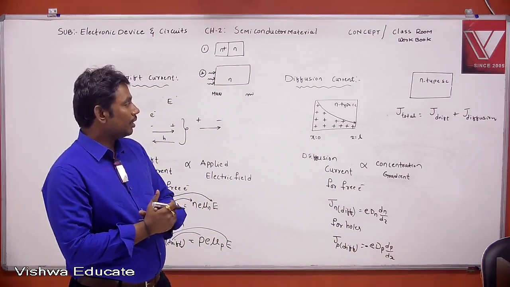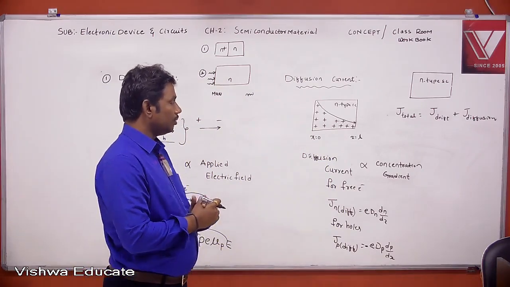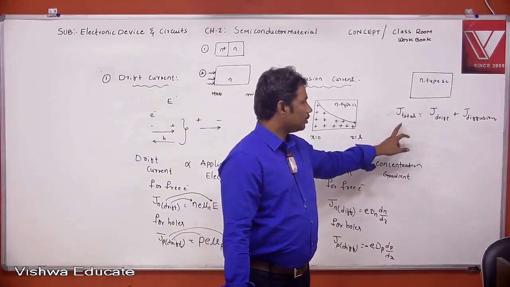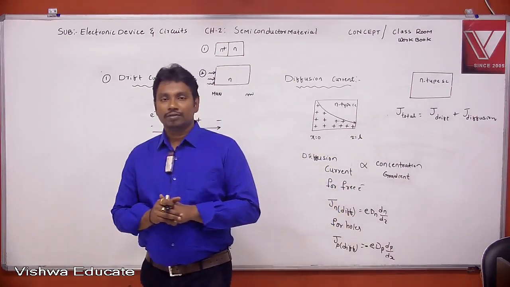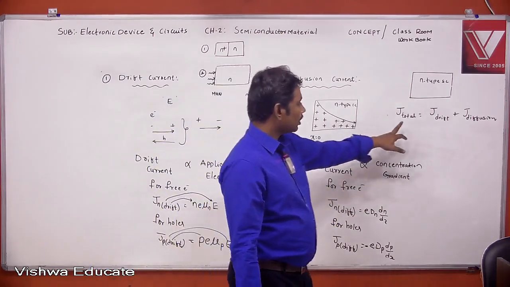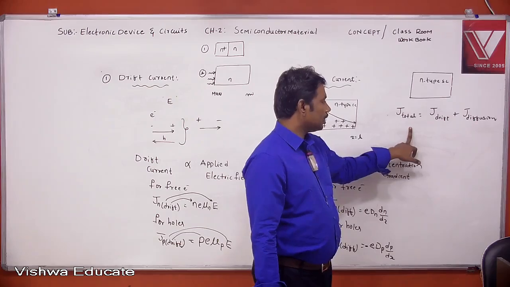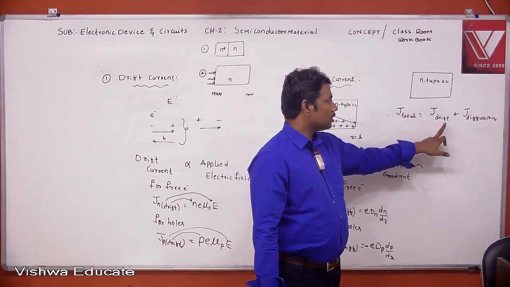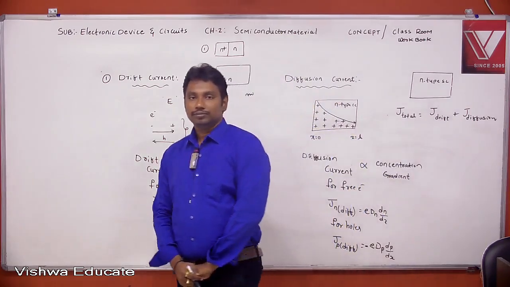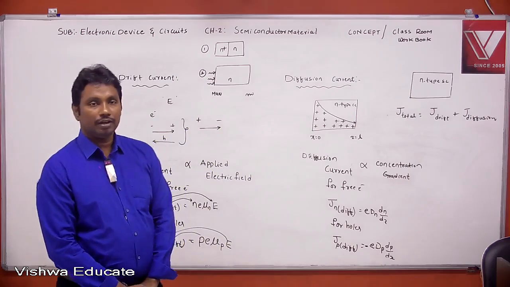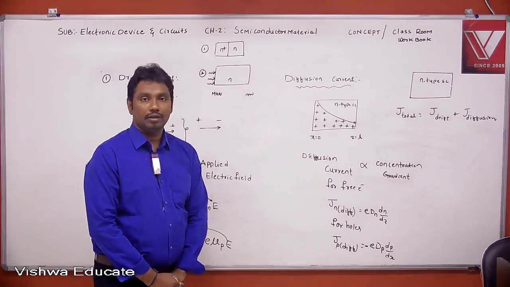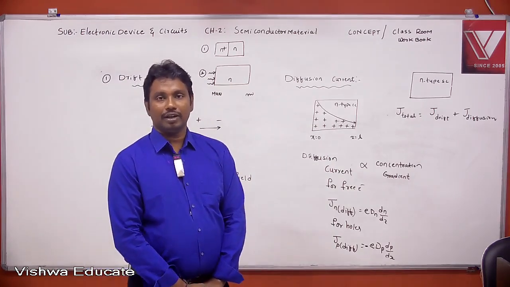Right. In a semiconductor, the total current is given by J total equals J drift plus J diffusion. J drift plus J diffusion. Right. Next observation. Next heading, observation.